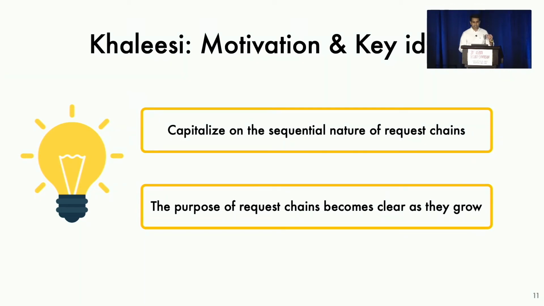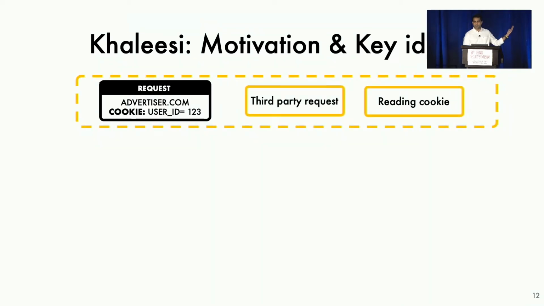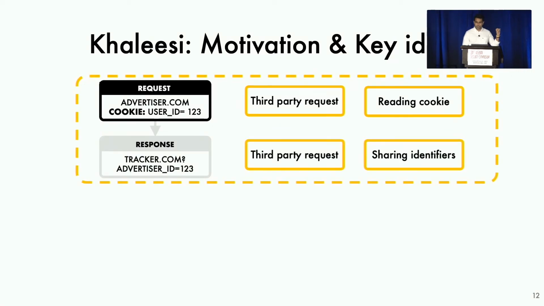And I will try to motivate that insight with an example. So if you look at this request here, we are in a position to make an inference. For example, we know that this request is to a third party, and it is trying to exfiltrate some information, which could be an indication of tracking. And when we receive its response, we can see that it was not just reading information, but it is also sending that to another third party, which affirms our initial inference.